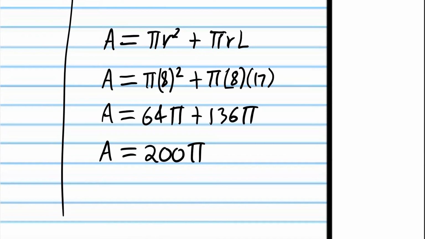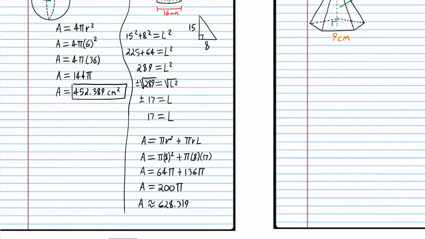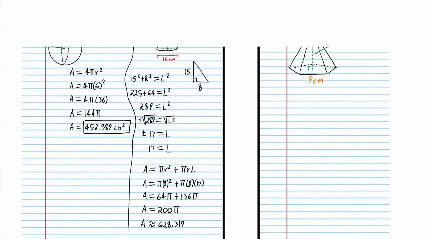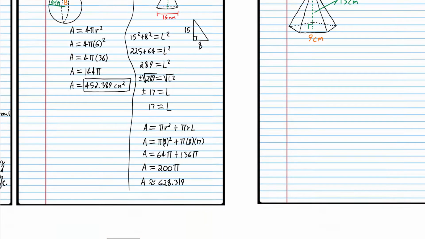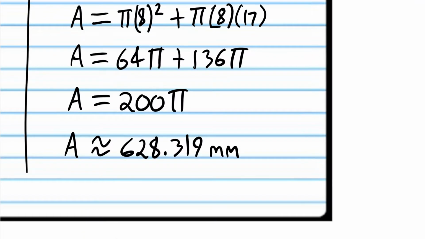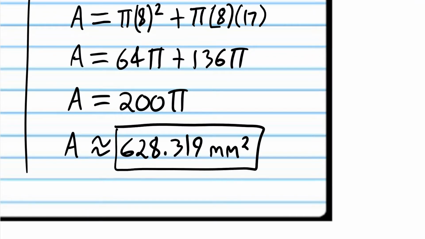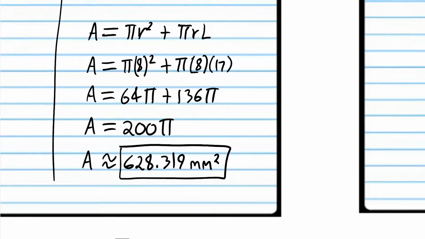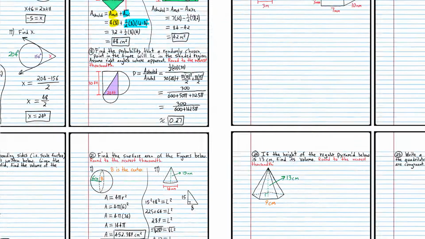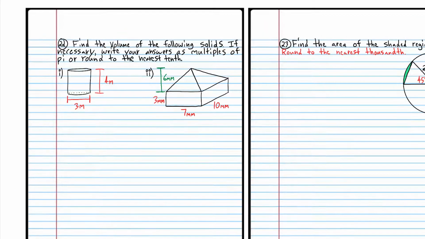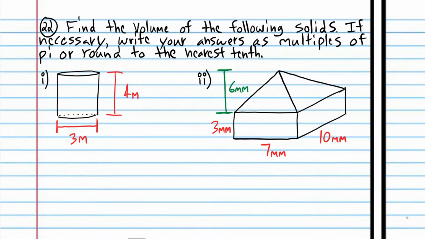Now if you enter into your calculator, it's pretty easy. So 200 times the pi button equals, and A is approximately equal to 628.319. And it says to round off to the nearest thousandth, and that's going to be square millimeters. So we got that one right. Good job. On to number 22. Try number 22. When you come back, we'll do it together.